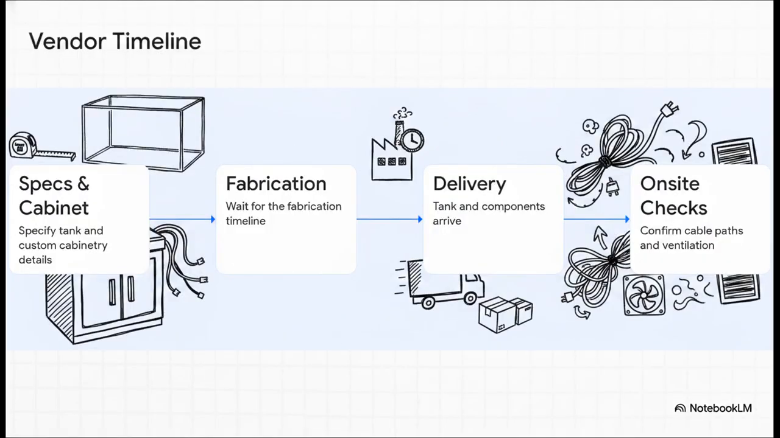Let's look at how the vendor timeline actually plays out. First, you'll specify your custom tank and cabinetry, making sure it's sized perfectly for doors and wiring. Then, you wait out the fabrication process, but here is where a lot of people get tripped up.